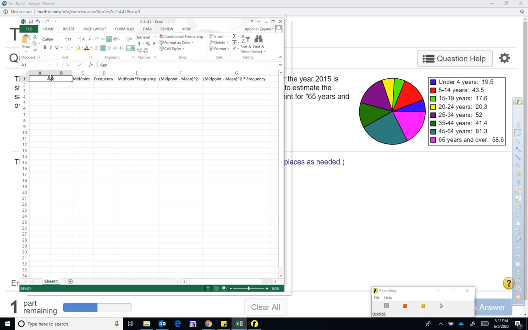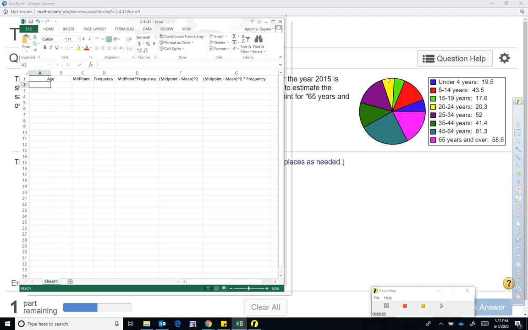Here I want to put the age, the lower and the upper limit for the ages, the midpoint, and the frequency. Then I need to multiply the midpoint by the frequency, because the sum of these values divided by the sum of the frequencies is going to be the mean. To find the standard deviation, I need to subtract the mean from each midpoint, square it, and then multiply the result by the frequency. We need to add all the results. The sum has to be divided by the sum of the frequencies minus 1, and then take the square root.